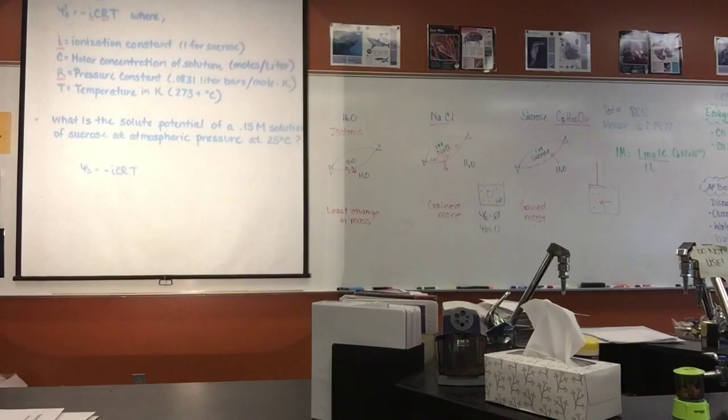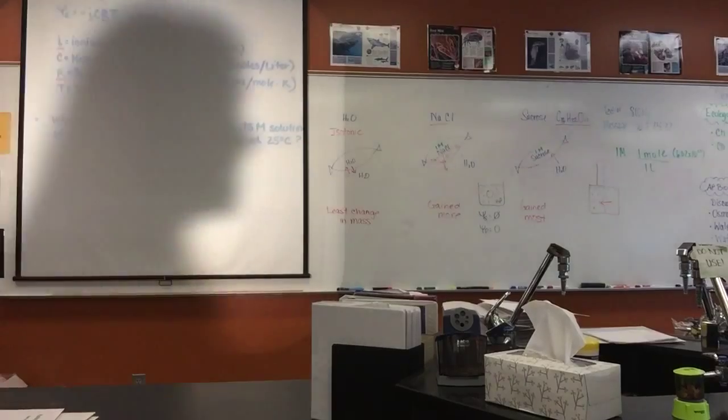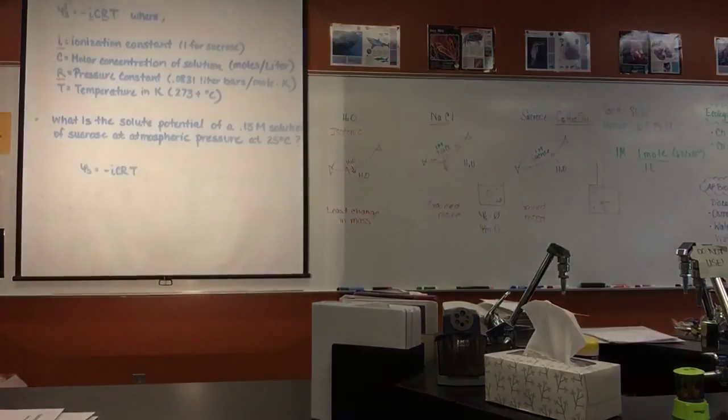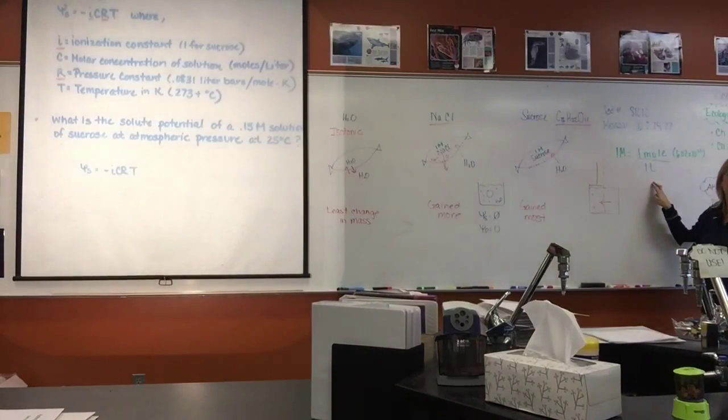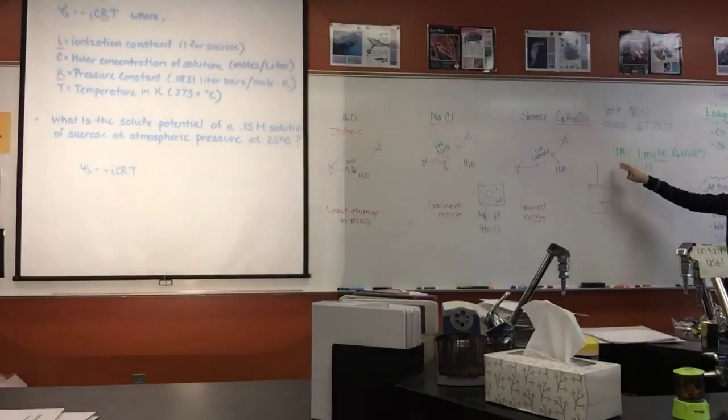Big M is the shorter one. But I want to show you all the longer version because that makes sense. The big M stands for molarity. Another way to say that is moles per liter. So 0.15 M molar concentration is 0.15 moles per liter.